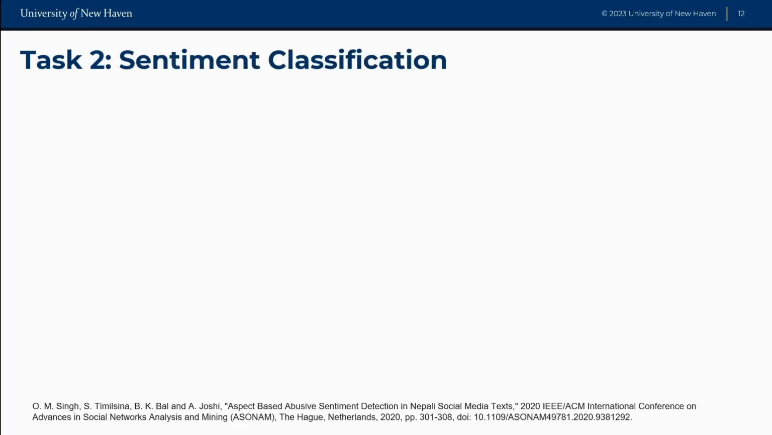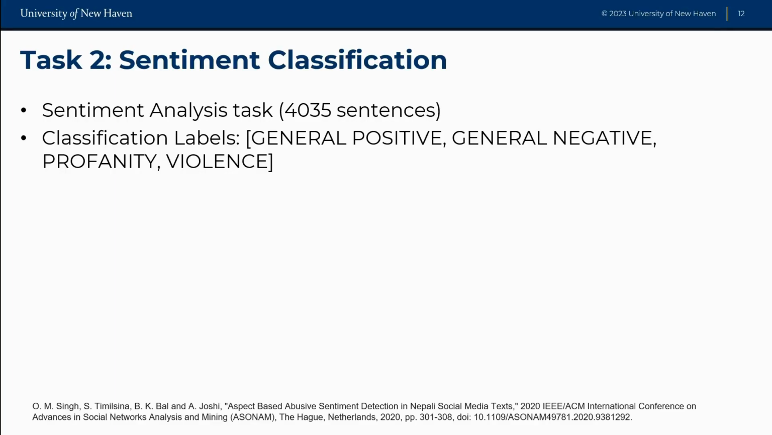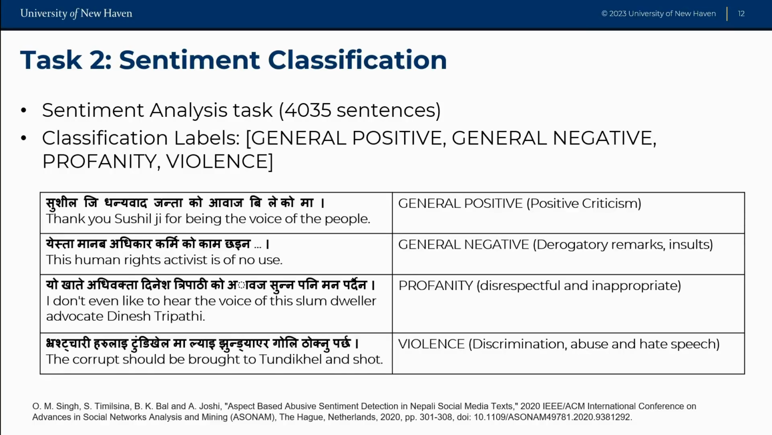Our second task is sentiment classification. So it is a sentiment analysis task, and we have these classification labels, which are general positive, negative, profanity, and violence. So these are some of the examples for general positive, negative, profanity, and violence.